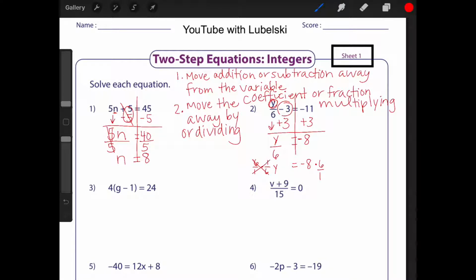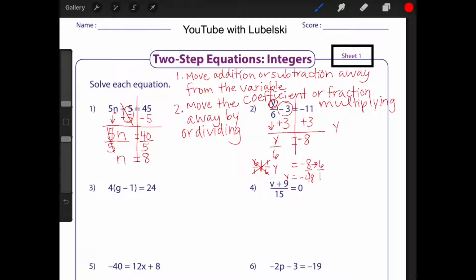And the 6's simplify and the 1 simplifies, so I end up with 1y equals, and then for multiplication, I'm going to multiply straight across, so negative 8 times 6 is negative 48. And since I have 1's on the bottom, it's just a whole number, negative 48.